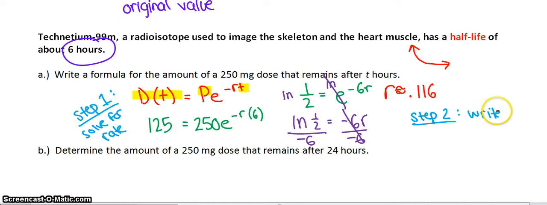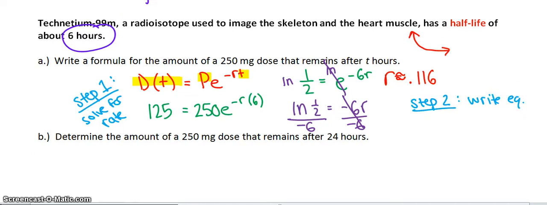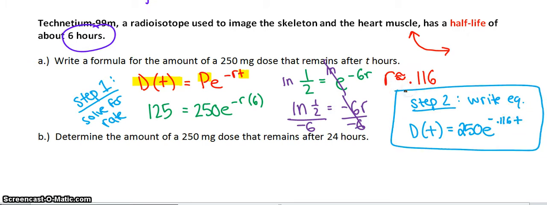Write equation. And so I call this d of t. I'll just rewrite that. Okay, my initial is still 250 because that's what I'm starting with. That's my dose. Okay, my e still stays the same. My rate, well, it's going to be negative, but my rate is 0.116. And this function needs to be in terms of time. Okay, so this is how we would calculate how much remains after t hours.